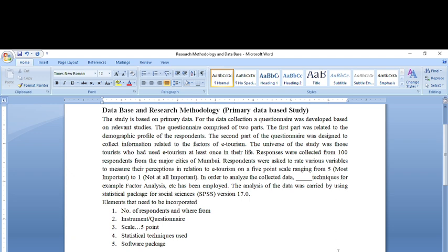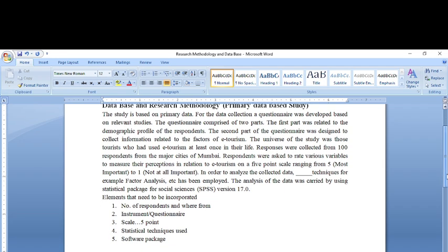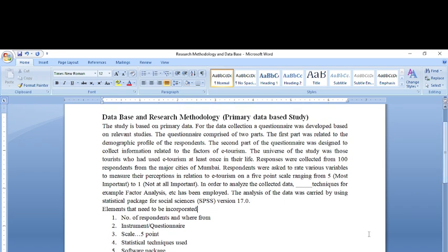So this is how you write the database and research methodology for a primary study. I'll be discussing this for a secondary study as well.